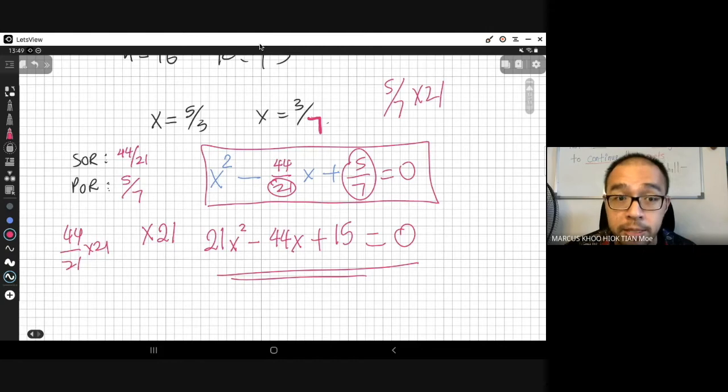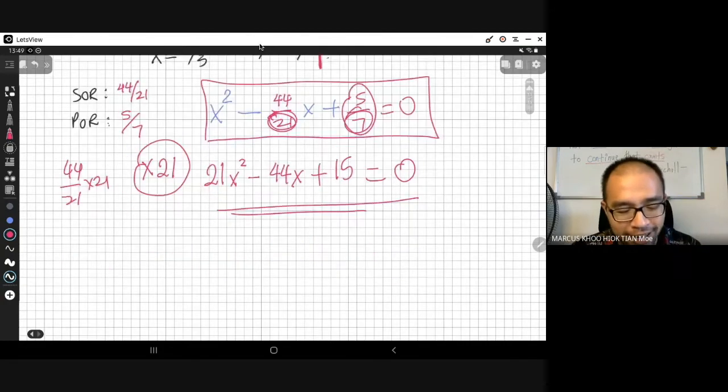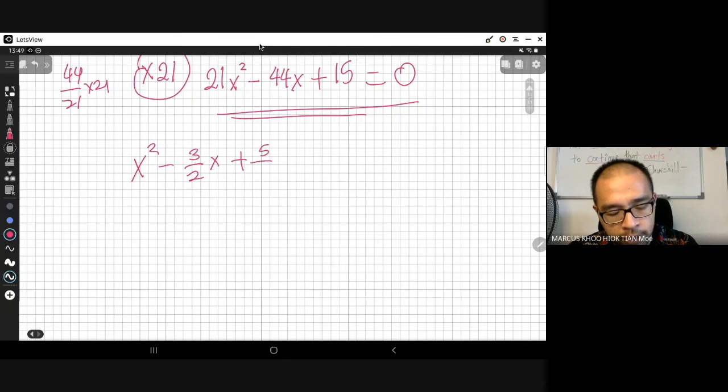Okay, so ini tipsnya. Lepas kamu buat template-template ini kan, then you get the quadratic equation yang ada pecahan-pecahan macam ni. Kasih darab dulu nombor yang paling besar. Okay, usually dia akan settle sendiri itu. So multiply with the bigger number. What if lah? Okay, what if, ini pun satu hypothetical situation. x squared minus 3 over 2x plus 5 over 7. Macam ni.